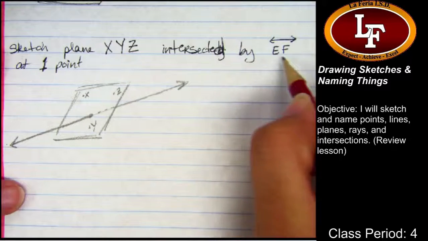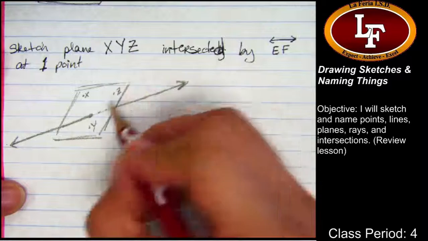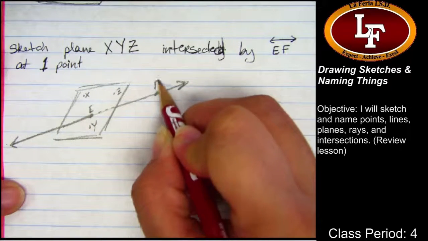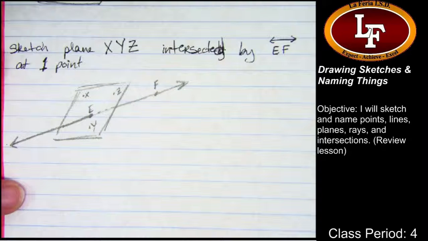But I need to label it. So this is line EF. Here's a point. I guess I'll label it E, and I'll put the other point over there, F. You totally could have done it somewhere else.